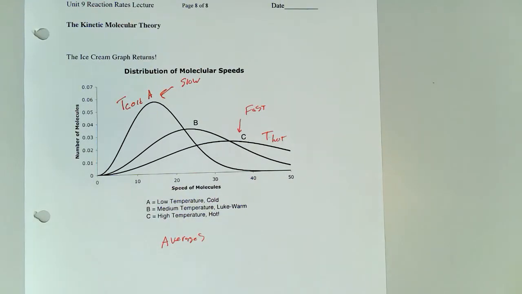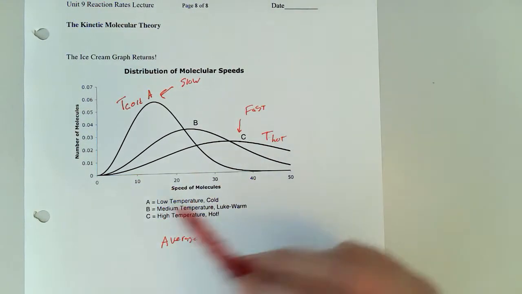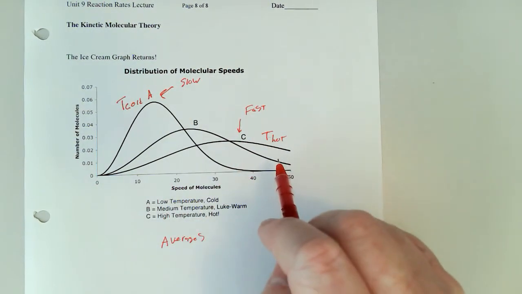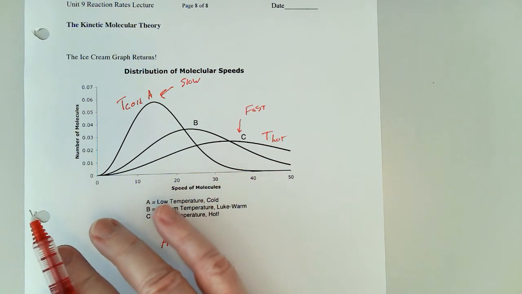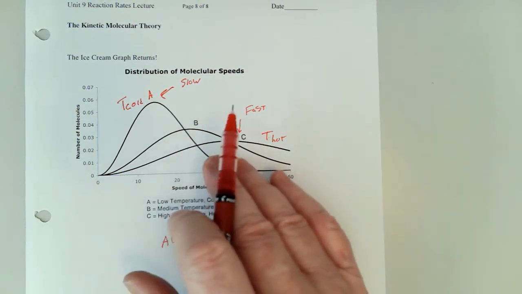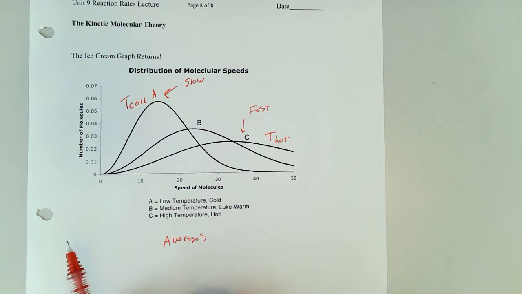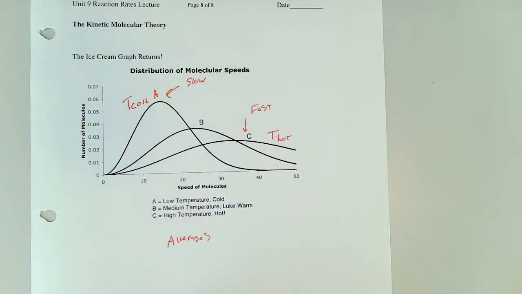We've talked about the ice cream graph before, as we call it, but I want to look at it in a slightly different view today. First off, these all represent the same system: same number of molecules, and the total number of molecules is the same in each of A, B, and C.